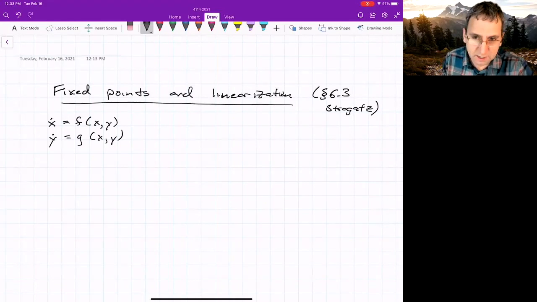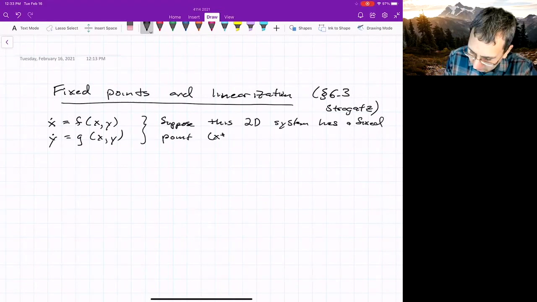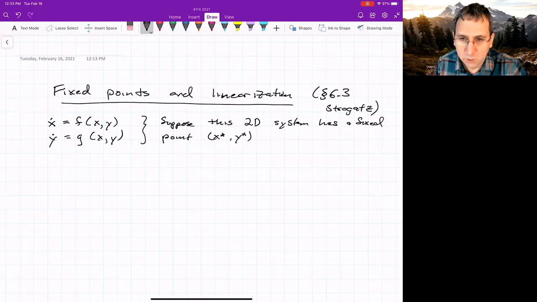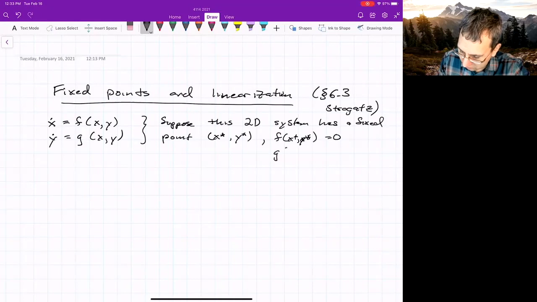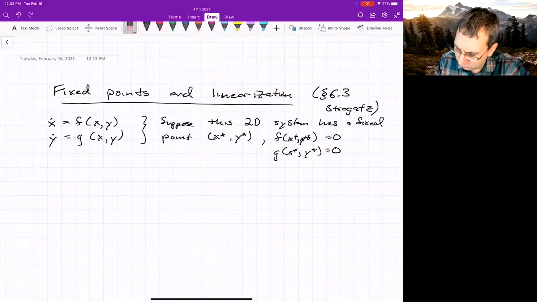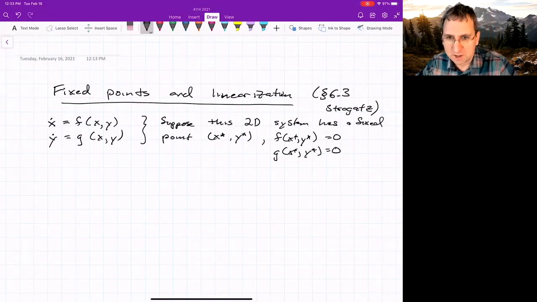Let's suppose that this has a fixed point. We'll call that x star, y star. So that means that f of x star and y star is equal to 0, and g of x star, y star is equal to 0. That's the condition that you would write to find fixed points. Look for points x star and y star that satisfy that both of these scalar nonlinear equations equal 0.